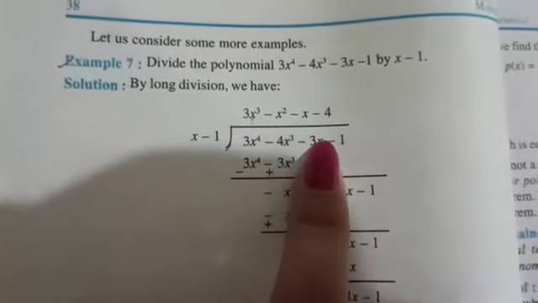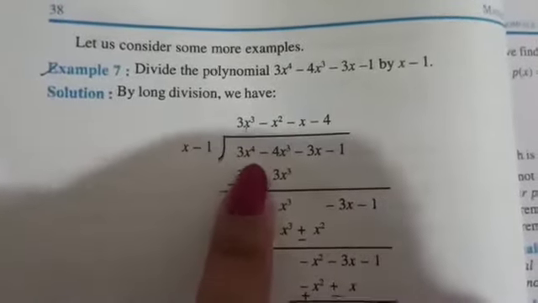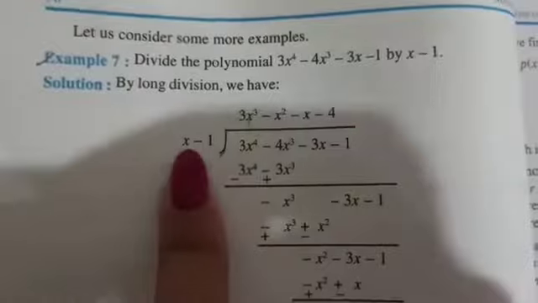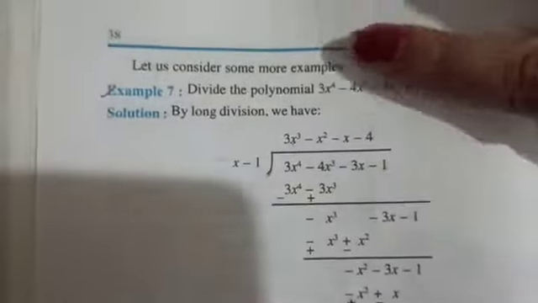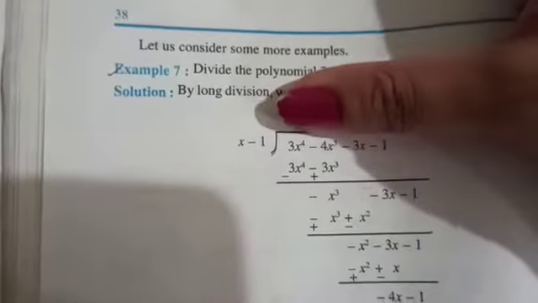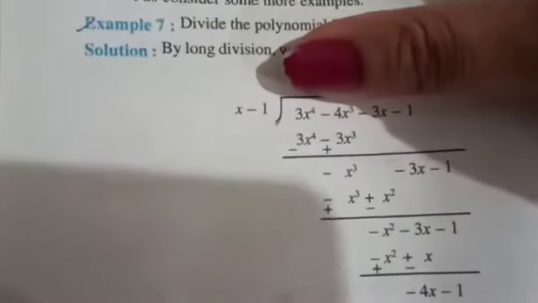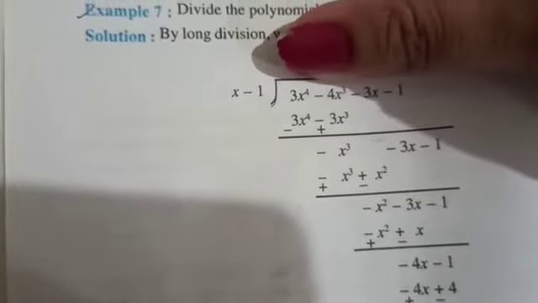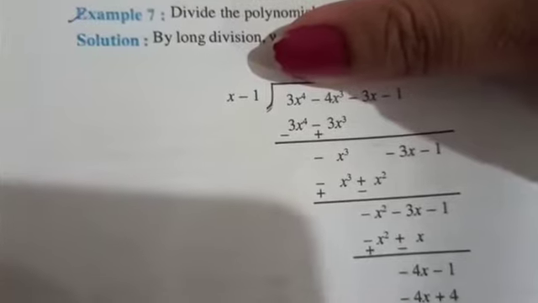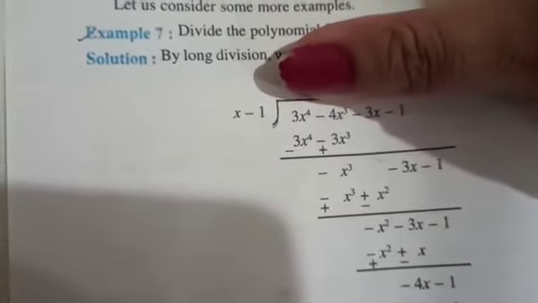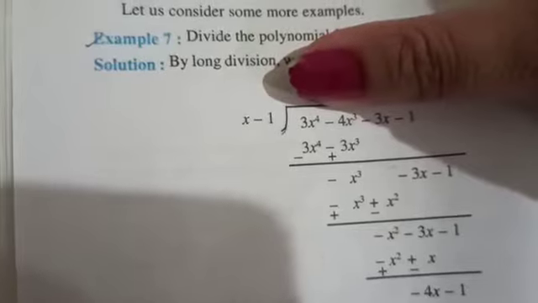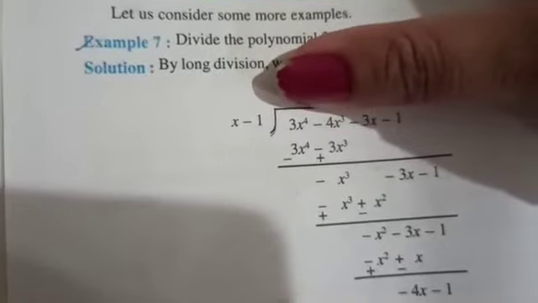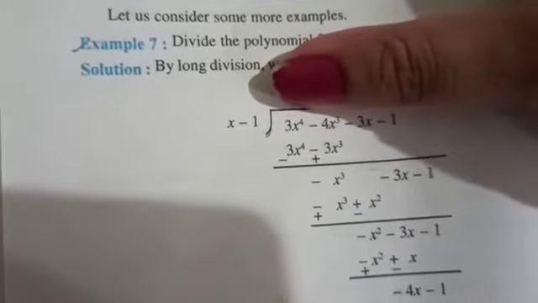This is the dividend polynomial and this is the divisor polynomial. The first term of the dividend is 3x to the power 4 and the first term of the divisor is x. Suppose we don't know the quotient. What will we do? We will multiply the first term of the divisor, which is x, with such an expression to get the first term of the dividend, 3x to the power 4.